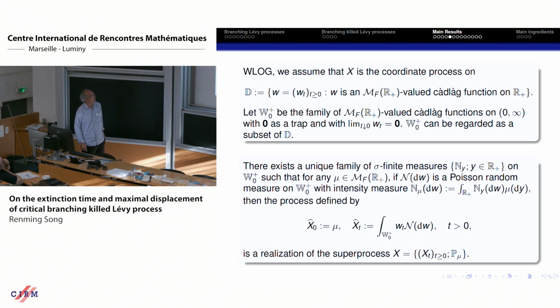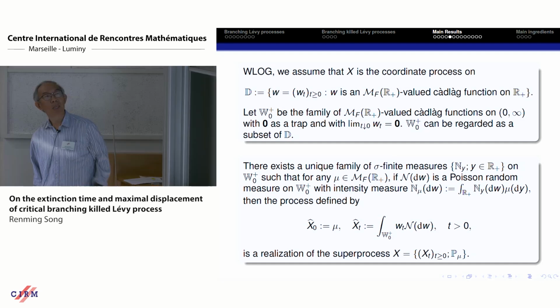So what I'm trying to say here is, for our super process, there exists a unique family of sigma-finite measures N_y for all y in the positive half line on this space here, such that for any finite measure mu on R plus, if calligraphic N is a Poisson random measure on this space with this intensity, then you can define such a process here, X0 hat equal to mu, Xt hat equal to this guy here. Then this will give you a realization of the original super process.